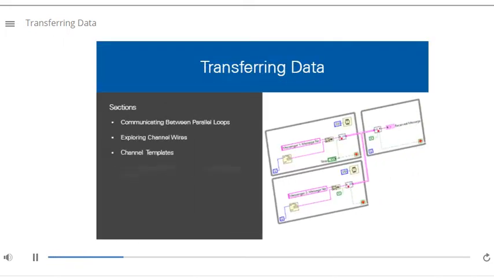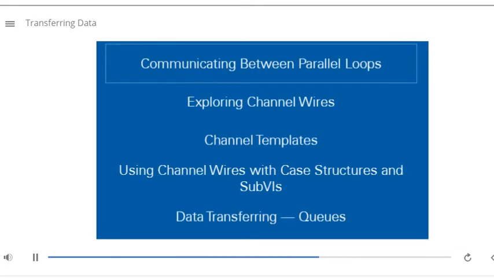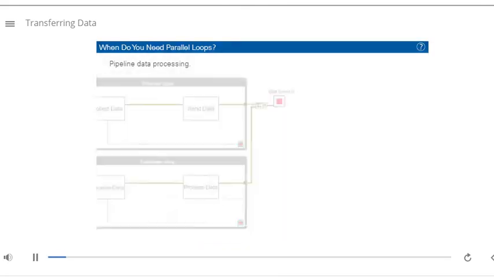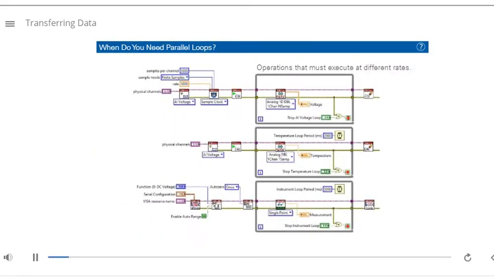In this lesson, you will learn to use channels to communicate between parallel sections of code without forcing an order of execution. There are several reasons why you might need parallel loops. First, you need parallel loops to run independent, parallel operations. You also need parallel loops to perform pipeline data processing. In addition, you need parallel loops if the application has multiple processes that need to execute at different loop rates.